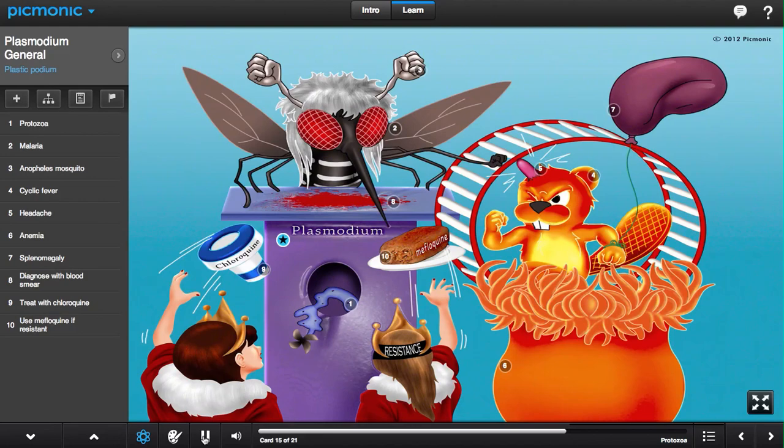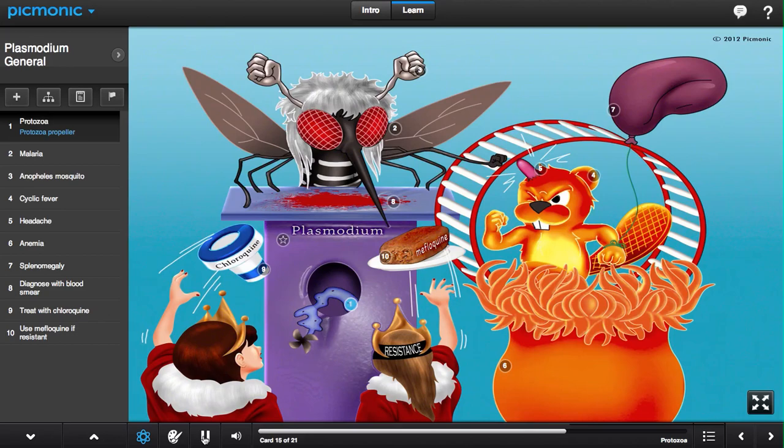Plasmodium General. Plasmodium, portrayed by the plastic Plasmodium podium, is a parasitic protozoa, illustrated by the protozoa propeller going to the podium. This protozoa causes malaria, a mosquito-borne illness, and is represented by the mullet mosquito for malaria. All of the Plasmodium species that cause malaria in humans are transmitted by the Anopheles mosquito, shown by the antenna fists on the mosquito's head.